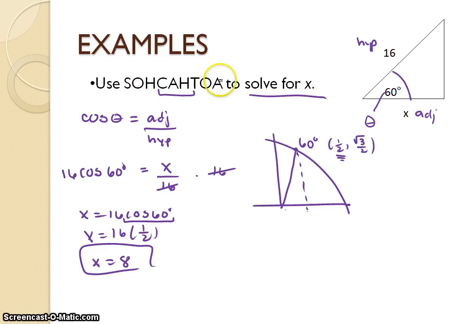So SOHCAHTOA will work when we have right triangles. If we're given a right triangle, we can use SOHCAHTOA. Because we had a special angle, 60, in here, we could also use the unit circle. And using the unit circle is always equivalent to using these special triangles from geometry.